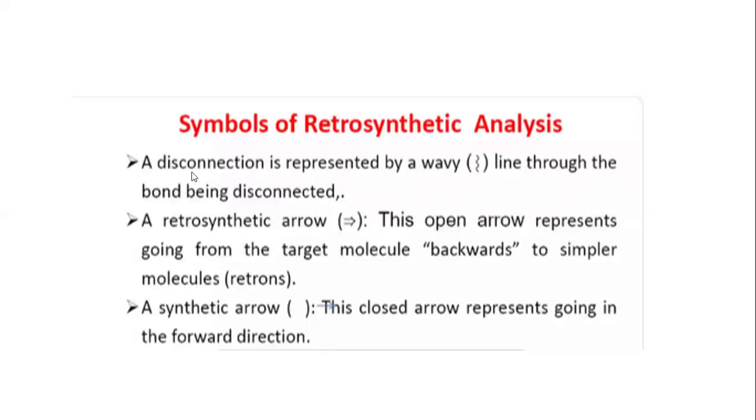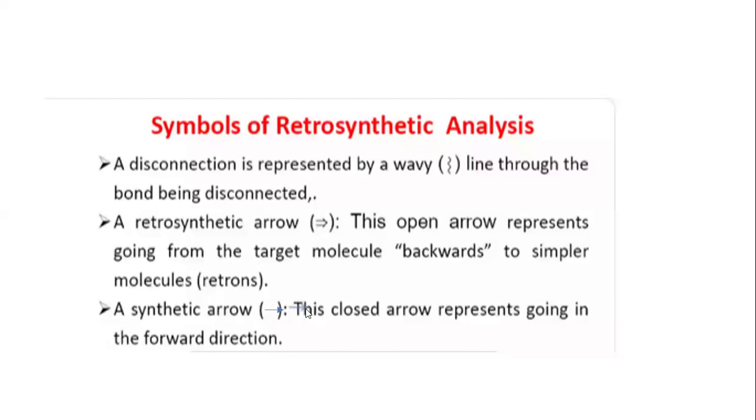Disconnection in retrosynthetic analysis is represented by a wavy line through the bond being disconnected. A retrosynthetic arrow, the open arrow, represents going from the target molecule backward to simpler molecules. A synthetic arrow, the closed arrow, represents going in the forward direction from the reagent or synthetic equivalent to the target molecule. This arrow denotes going backward, from the target molecule to the synthon, and then to the synthetic equivalent.